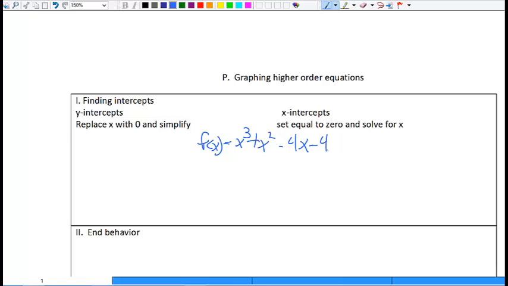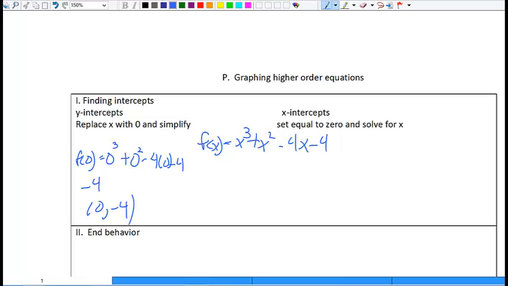Okay, and I'm just going to remind you of how to find the x-intercepts and the y-intercepts of this particular equation. The y-intercept is very easy. You simply find f of 0. Replace x with 0 everywhere, and whatever number you get, that's where this thing crosses the y-axis. So for our sample problem here, it's going to cross at -4, which means I know an ordered pair, (0, -4), that this thing crosses the y-axis at.